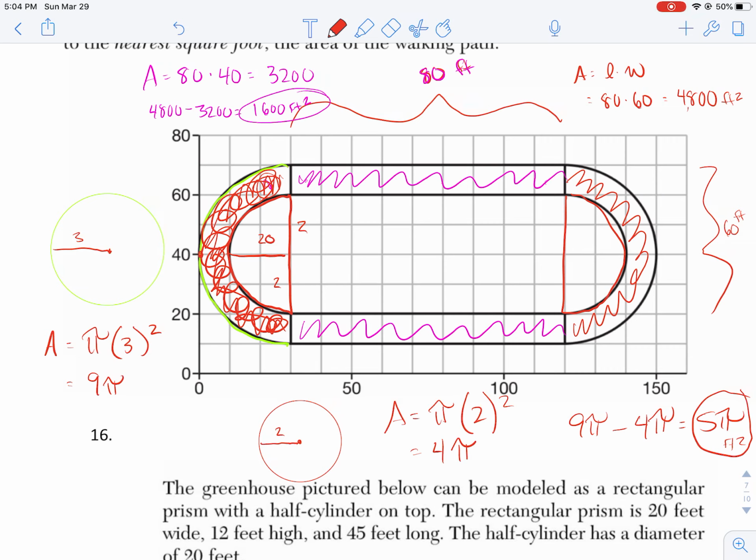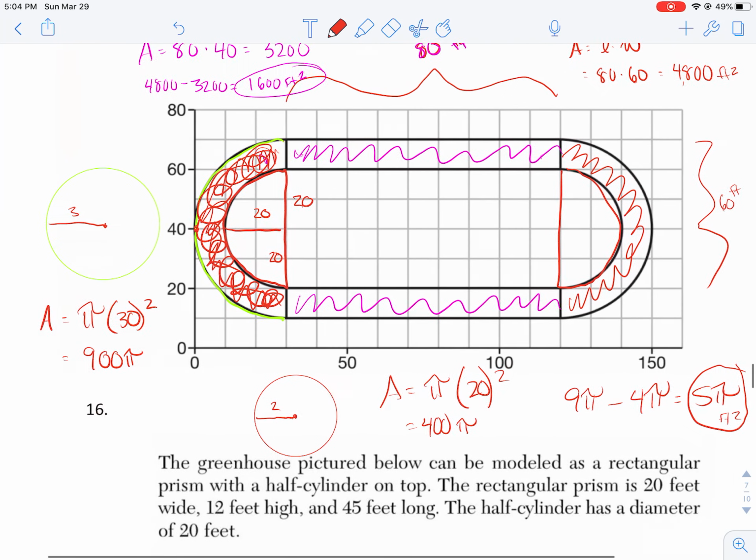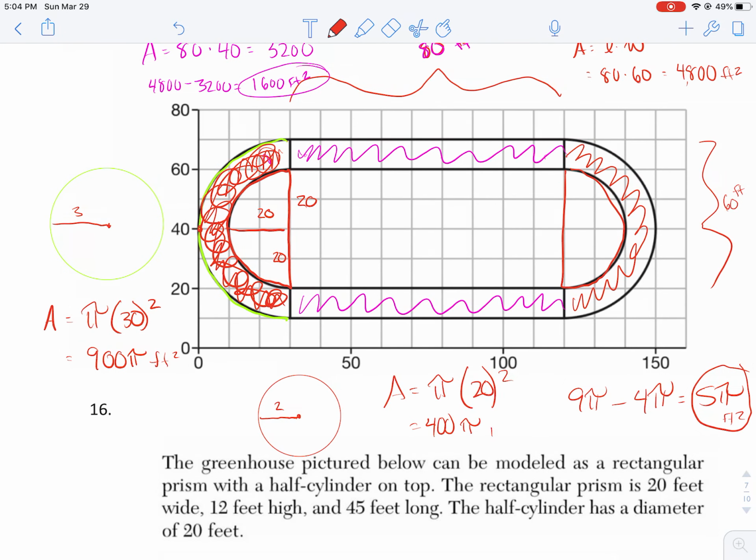Ooh, I'm sorry. I messed up one thing, didn't I? That's supposed to be 20. So actually, this is supposed to be 30, would be the radius, and that 20 would be the radius there. So this is actually going to be 30 squared is 900 pi. And this one is 400 pi. My bad. Ooh, okay, good catch. Felt like that would be really small.